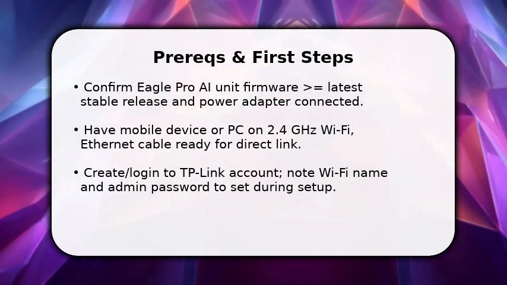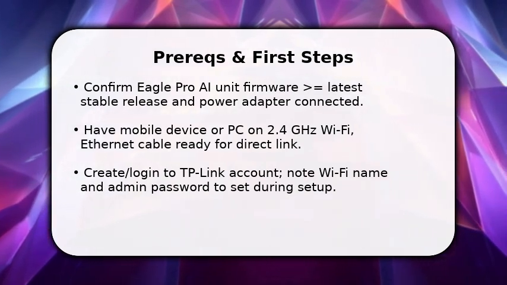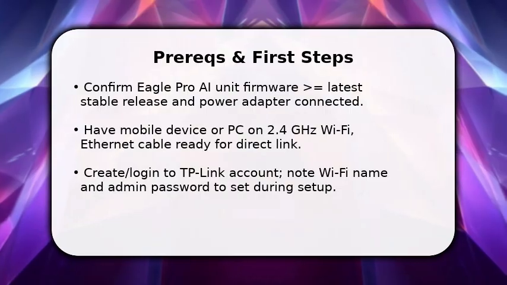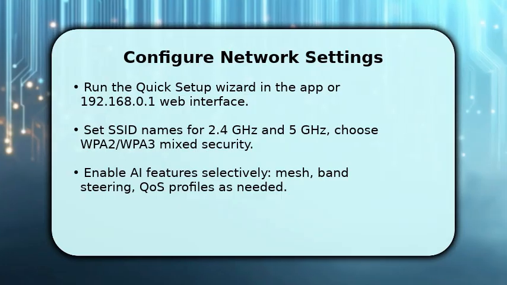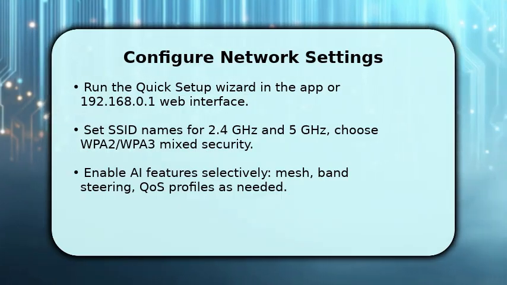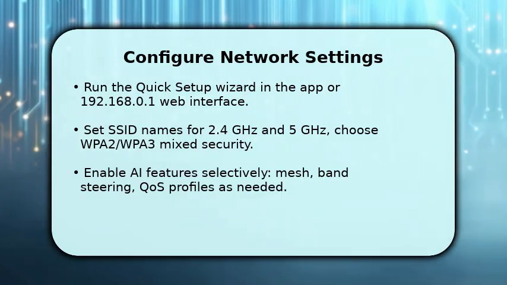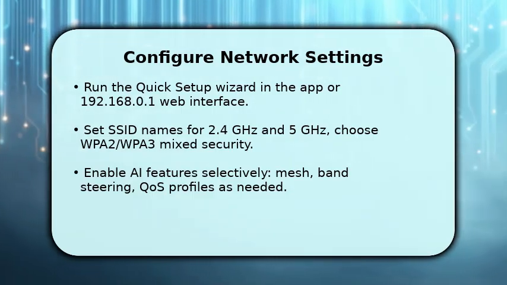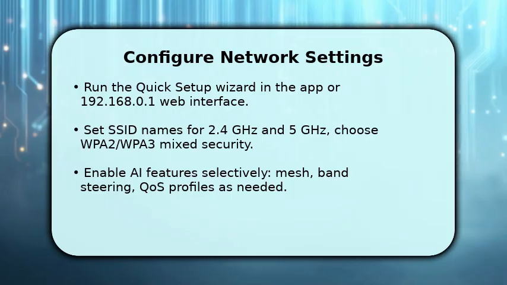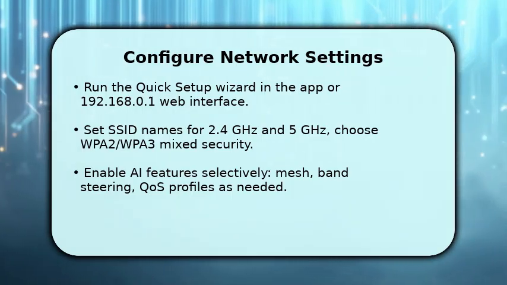You now configure the network specifics and intelligent features. Launch the quick setup and follow prompts to choose operation mode: router, access point, or mesh node. Pick router unless extending another gateway. Set distinct SSIDs for clarity and a strong WPA2/WPA3 password. This balances compatibility and security.